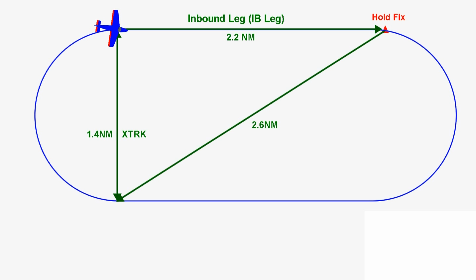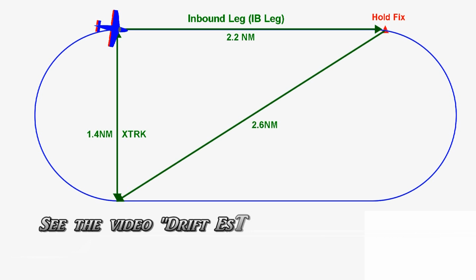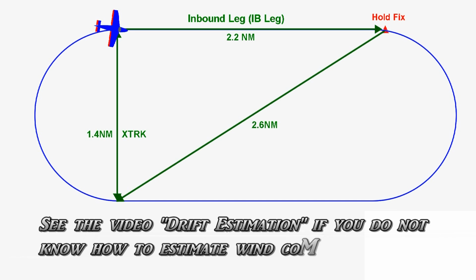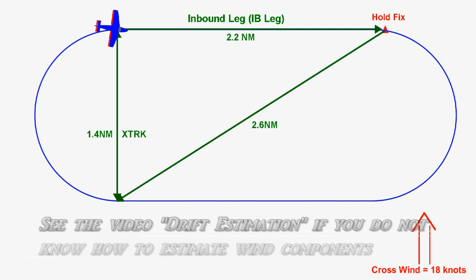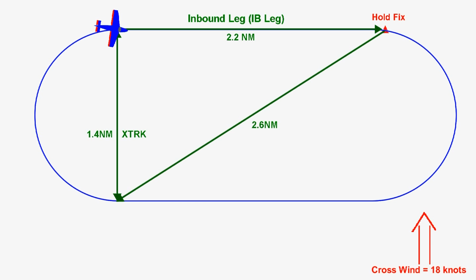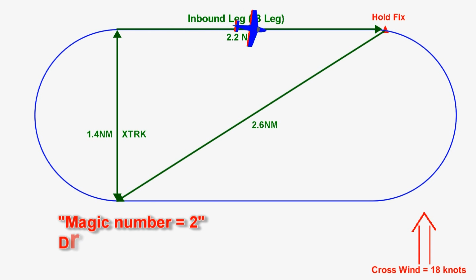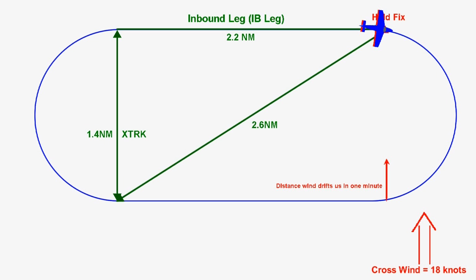The diagram shows the dimensions of a zero wind hold, as we determined them in part 1 of this series. Now imagine we have an 18-knot crosswind from the hold side like this. To maintain the inbound track, we will need 8 or 9 degrees of drift correction, as shown here. But how will the wind affect the turn to the outbound leg? During the 1-minute turn, the crosswind drifts us the same amount it did on the inbound leg. But how much is that?